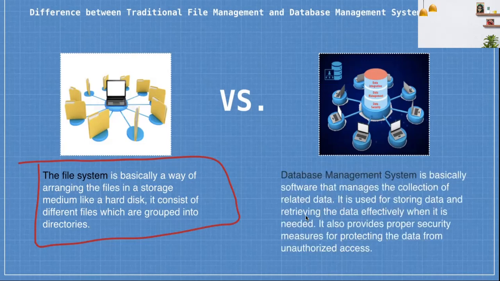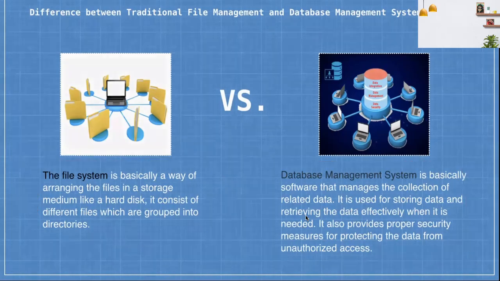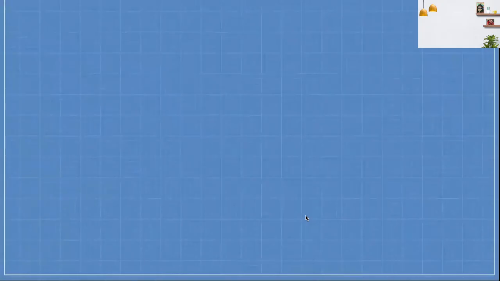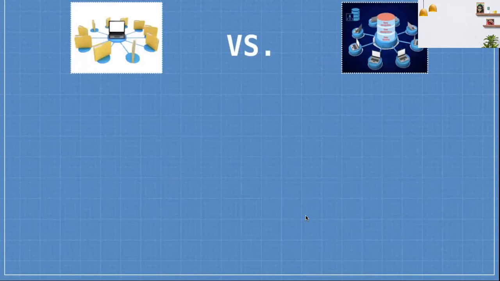While database management system is defined as software that manages the collection of related data. It is used for storing data and retrieving it effectively when it is needed. It also provides proper security measures for protecting the data from unauthorized access. So that is our database management system. Okay, so let's proceed to discussing their differences and similarities.